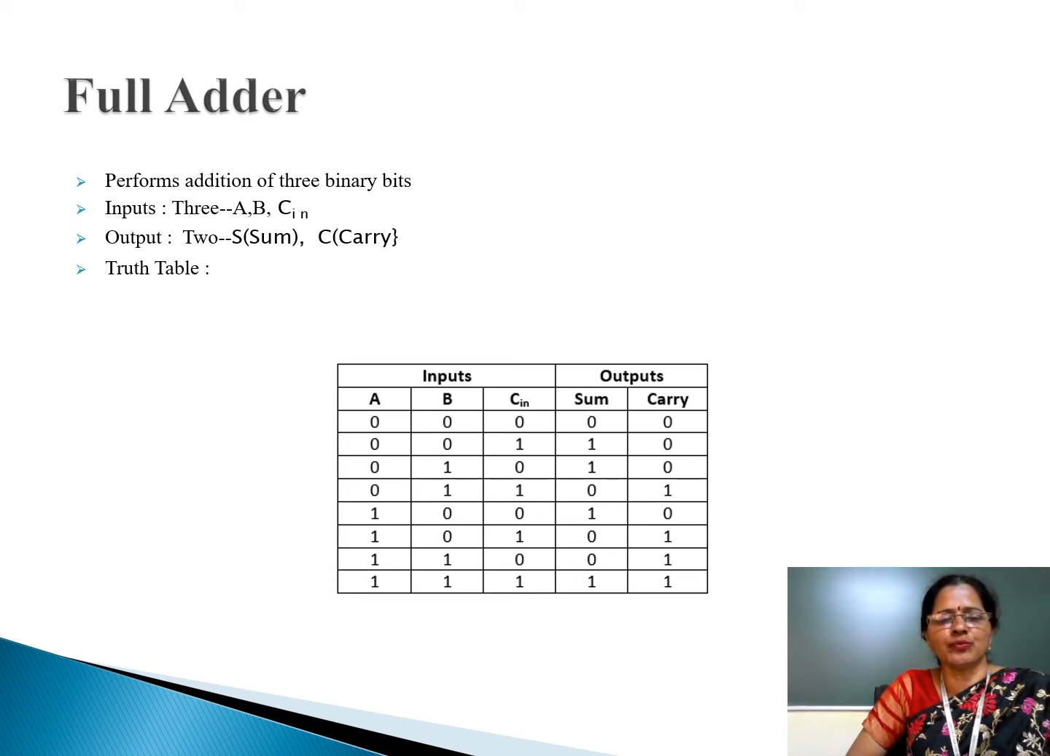First state is 0, 0, 0. So add manually, by pen and paper, 0 plus 0 plus 0. Already we have a chapter on binary addition, so we can use that fundamental. 0 plus 0 plus 0, we get 0. No extra bit means carry also 0. Second state 0 plus 0 plus 1. By using the simple binary addition process, we get sum 1 and carry 0. Accordingly, we can proceed for each step and check.